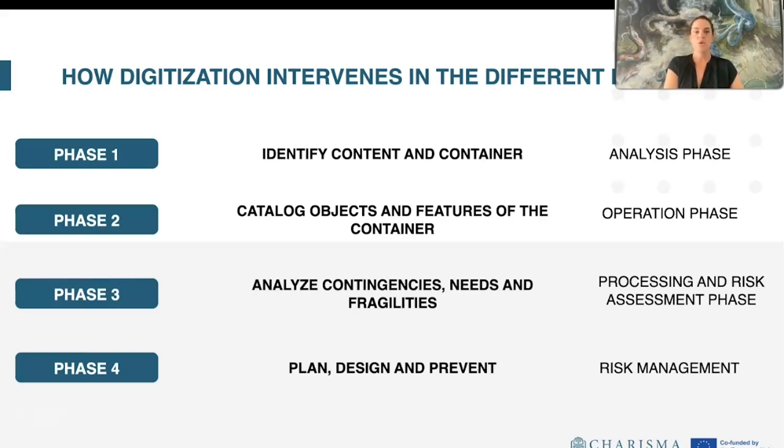In phase three, we analyze contingencies, needs, and fragilities. So this is the processing and risk assessment phase. The data analysis phase is combined with the collection of environmental information, contingencies, fragilities, and needs, for example, renewal, renovation, opening to the public events. All the information allows the elaboration of a real strategy.